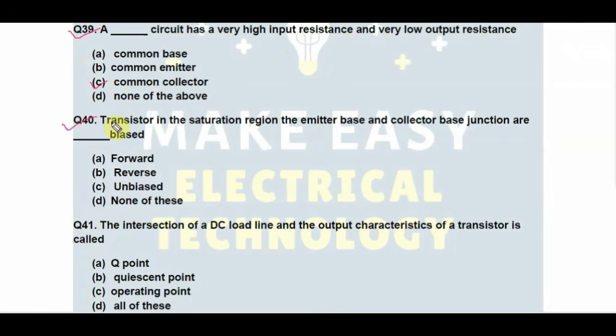In the next question, for a transistor in the saturation region, the emitter base and collector base junctions are dash biased. In the saturation region, both emitter base and collector base junctions are forward biased. Option A is the correct answer. In the next question, the intersection of a DC load line and the output characteristics of a transistor is called Q point, quiescent point, operating point. All of these. So option D is the correct answer.